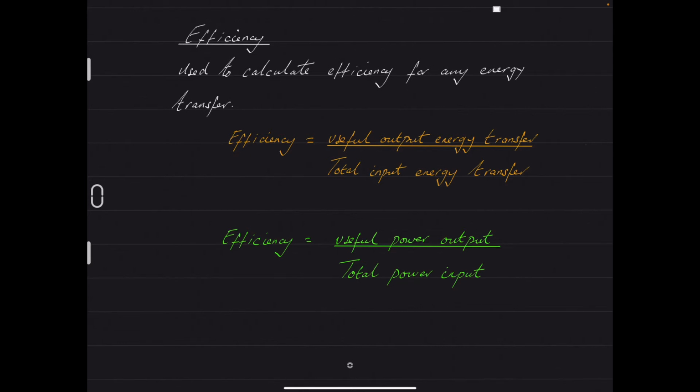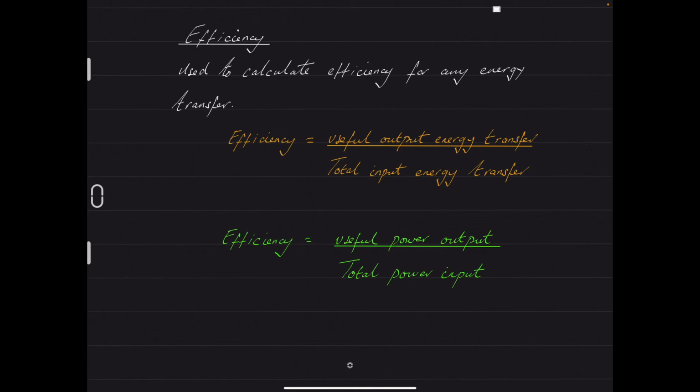Efficiency equals useful output energy transfer divided by total input energy transfer, so we're dealing in joules. Or we can represent efficiency via the power of a device: useful power output divided by total power input. And as I said, you will get a value between 0 and 1, and multiplying that value by 100 will give you a percentage. So you should be able to express it in either way.